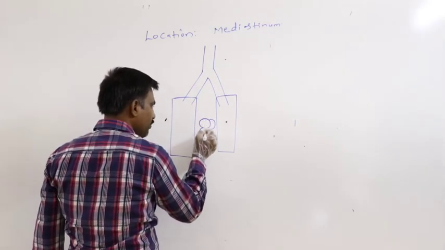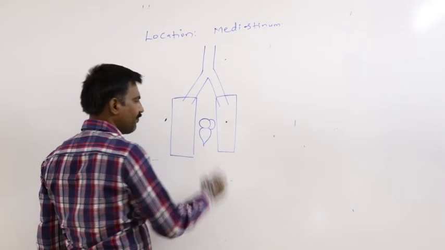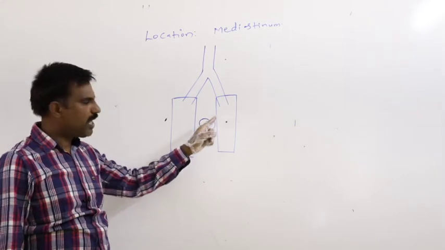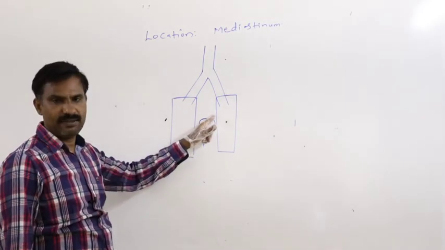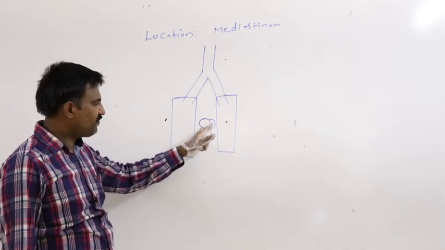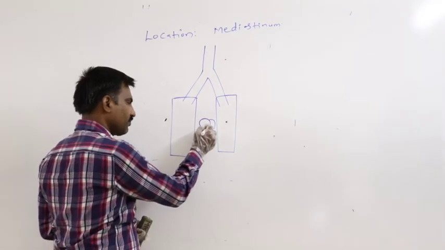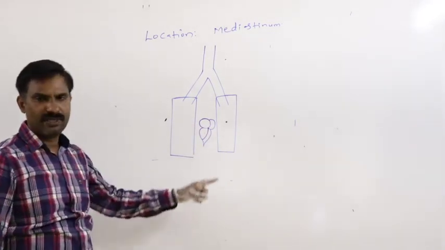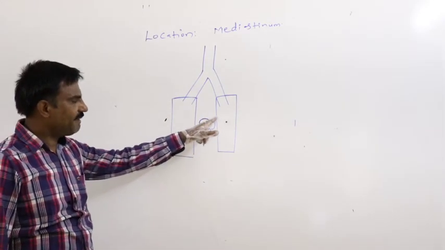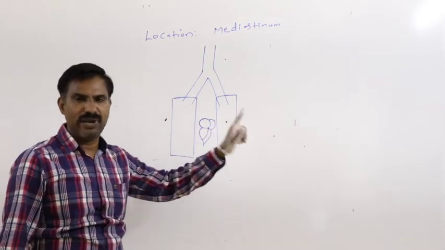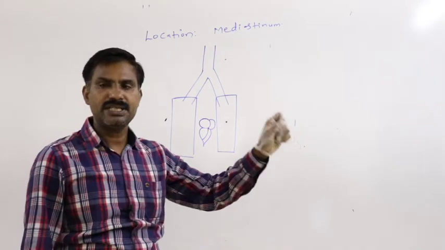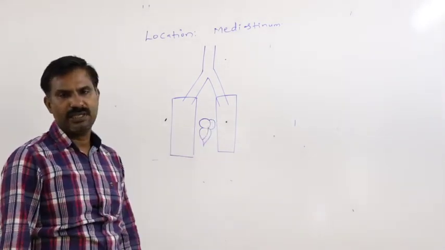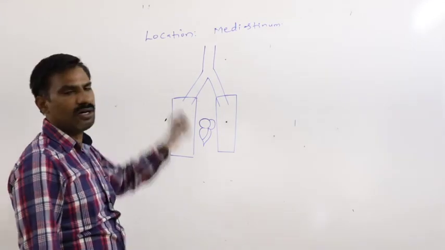That four-chambered heart is slightly tilted or bent towards the left side. This four-chambered heart, located in the mediastinum, is slightly tilted. Tilting means bending. It is slightly tilted towards the left side.